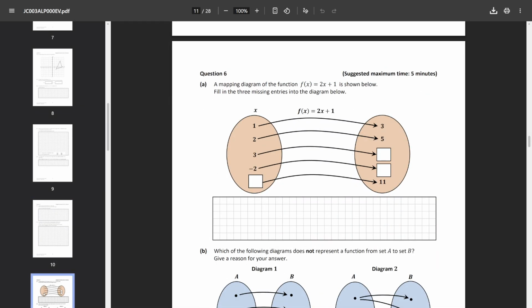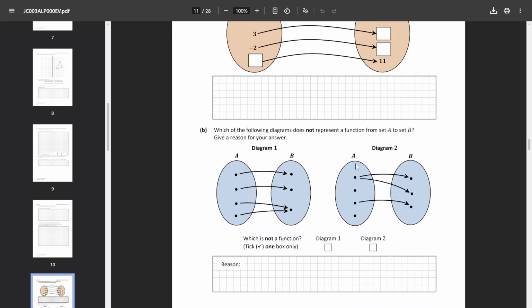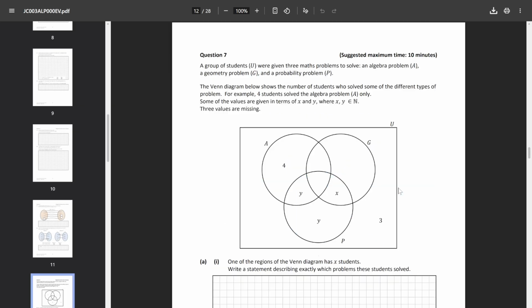Question 6 about function mapping diagrams. This one was fine. It was pretty much just solving equations. That's all that the function mapping diagrams are. And then it tests your understanding of what a function is, in that in this case, diagram 2 is not a function because one input goes to two different outputs, which we can't obviously have. So diagram 2 is the one that's not a function.